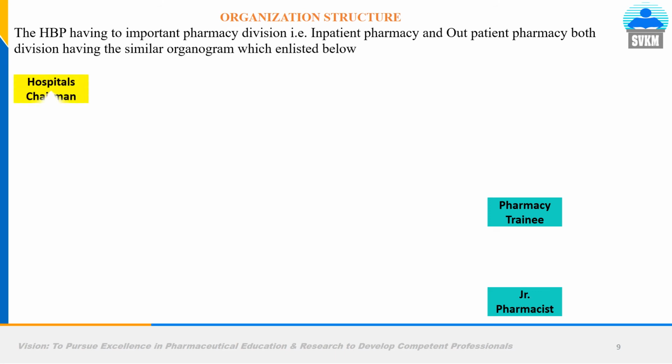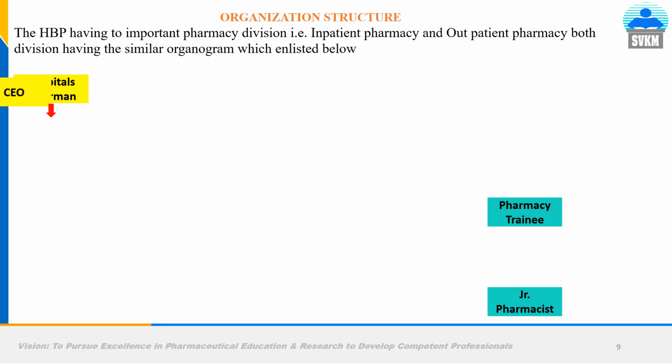When we are discussing the organogram of a hospital pharmacy, it always starts with the first person, called the hospital chairman. Who is a hospital chairman? The hospital chairman might be a hospital owner. He is the central point of our hospital organization, or our hospital pharmacy. So the first person in the organogram is the hospital chairman.